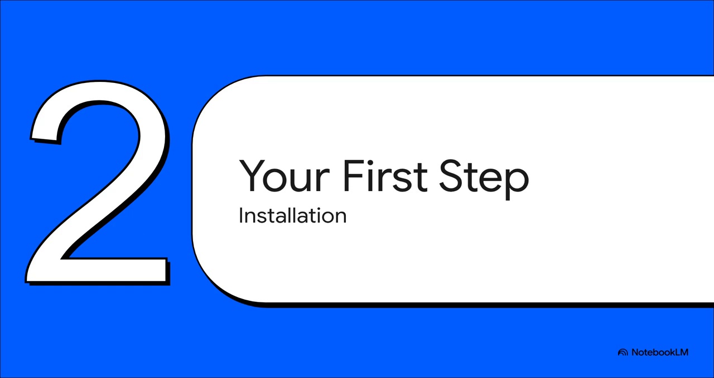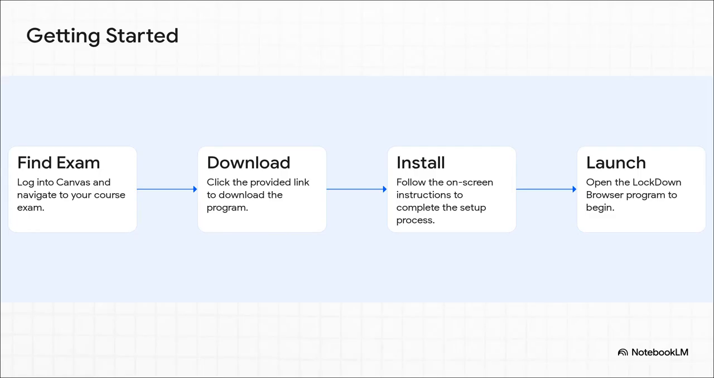Okay, so before you can do anything else, you've got to get the software on your computer. Let's walk through how to get it installed. The whole process is actually really straightforward. And the best part is, it all starts right inside your Canvas course. When you go to your exam, if you don't have the browser yet, it'll just give you a link to download it. You just click that, follow the on-screen instructions to install it, and then launch the program.